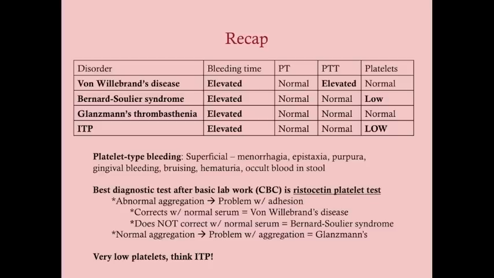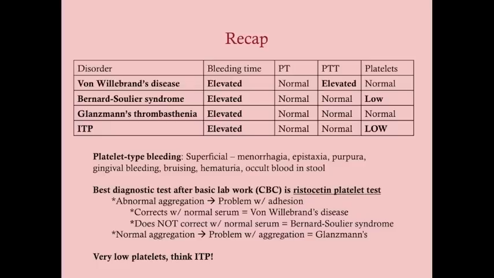Remember, platelet-type bleeding symptoms are the superficial symptoms: menorrhagia, epistaxis, purpura, gingival bleeding, bruising, hematuria, occult blood in stool. It's not hemarthrosis or hemorrhages in the muscles. Not deep bleeding, it's superficial bleeding.